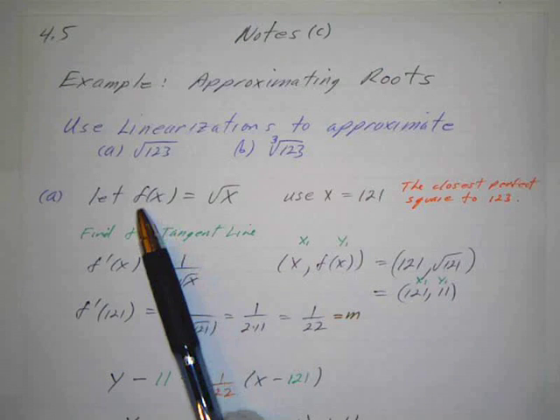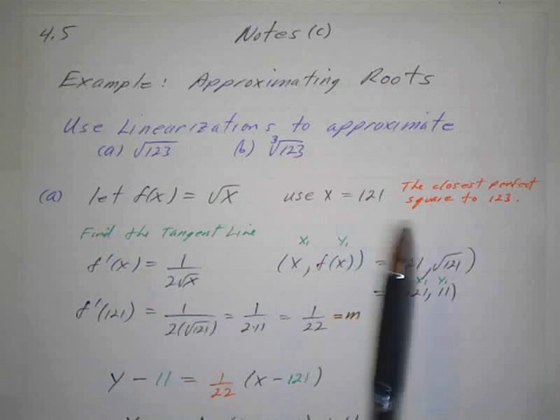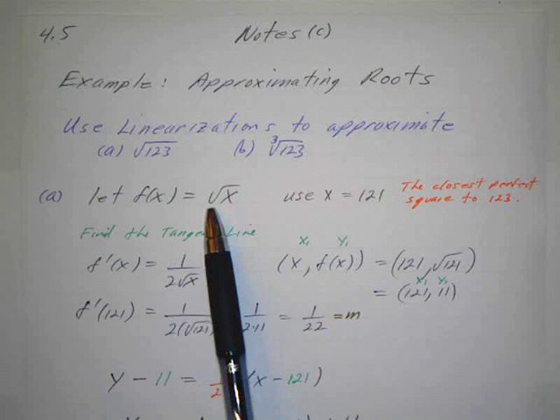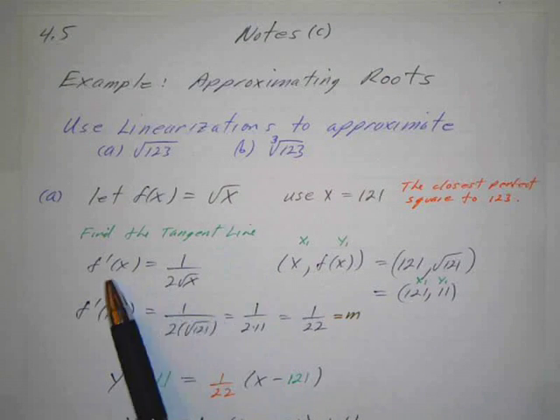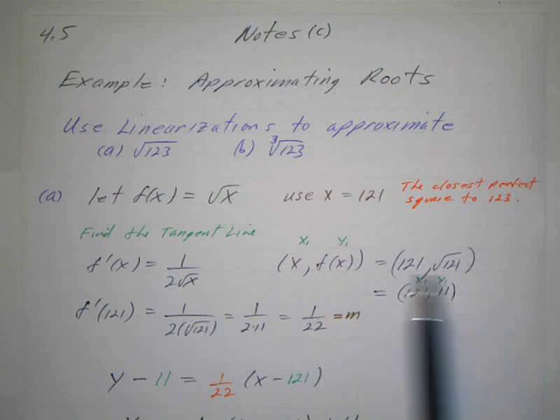Now my slope: if I take the derivative to find the slope for the tangent line, the derivative of the square root of x is 1 over 2 times the square root of x. Then I want to evaluate that at 121. So that's 1 over 2 times the square root of 121, which is 1 over 2 times 11, which is 1 over 22. Okay, so that's my slope. Now I've got my slope and I've got my point, so I just find the tangent line. That's all I have to do.